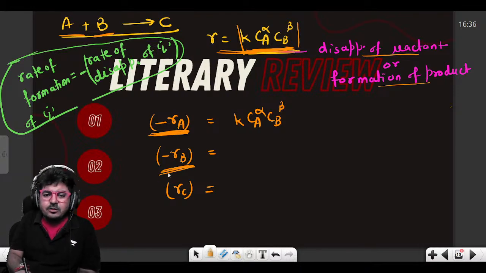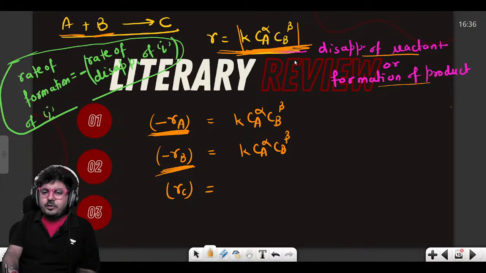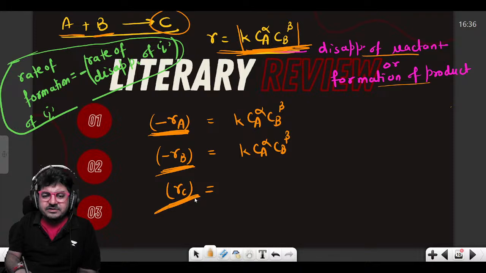B is the reactant, and we are also interested to write the rate in terms of disappearance. So it will be K CA^α CB^β. It represents the formation of product. C is the product, you can see, and we are also interested to write the rate in terms of formation of C. So it will be K CA power alpha CB power beta.